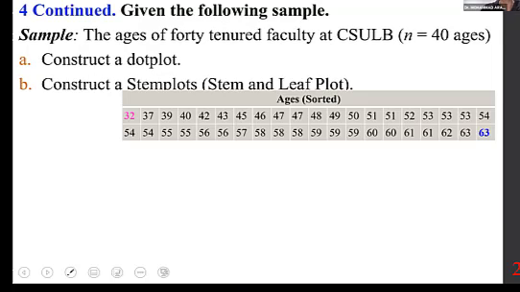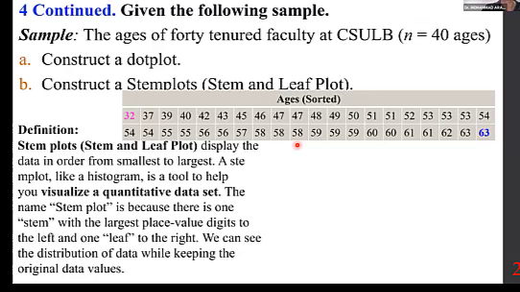We're going to do the same thing here, but this time we're going to construct a stem plot with the same data. And again, the very first thing we need to do is to sort it. So we are looking at part B of the same question. And to find stem plots, we have to do the same thing. Sort the data, rank them from smallest to largest. It makes life easier. Stem plots, or stem and leaf plots, display the data in order from smallest to largest.